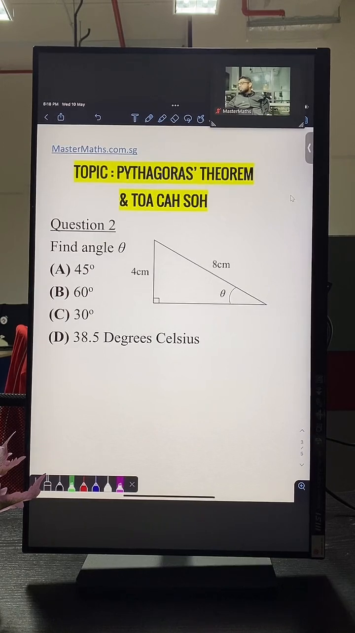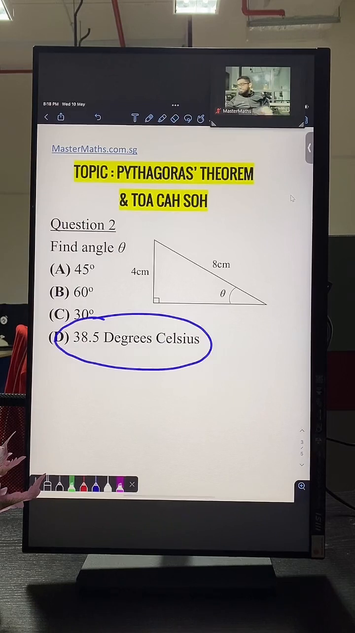Okay guys, how to find theta? Right angle triangle, you are supposed to use TOA CAH SOH, Pythagoras theorem. Which one is it? A, B, C, D. Some of you were saying C earlier on. Some of you saying A. Cosine 10. Okay. Hopefully nobody chooses 38.5 degrees Celsius.